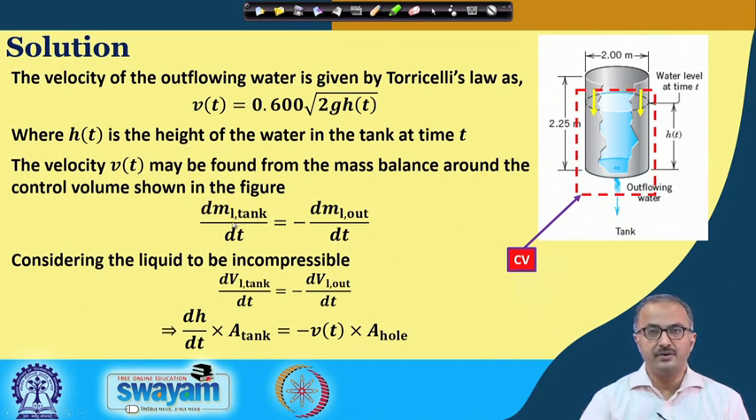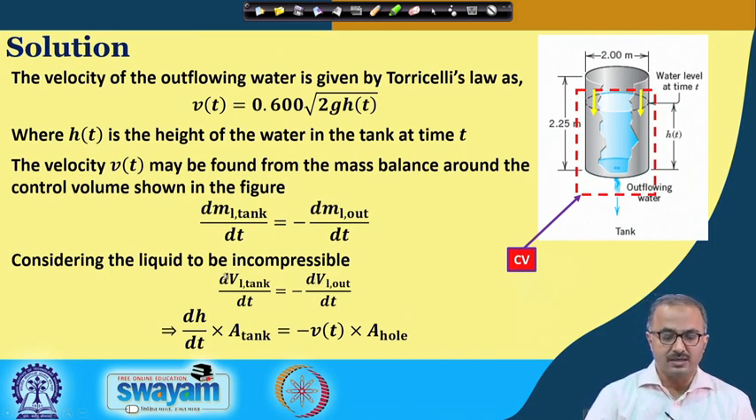And then what are we left with? We are left with only the volume. So, from this particular equation, assuming incompressible fluid, we can write that the volume change in the tank is equal to the rate at which the water is going out of the tank, that is, the volumetric flow rate of water at the exit of the tank.